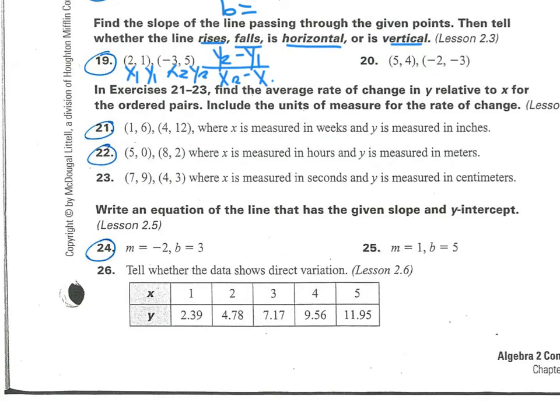Okay, in number 21 and 22, it's worded all different. They want you to find the average rate of change of y relative to x. Okay, in not math dummy terms, what that simply means is we're going to use this formula here to find the slope between these 2 points. So again, make sure you label them x1, y1, x2, y2. Plug them into this formula and tell us what the rate of change is, which is basically the slope.